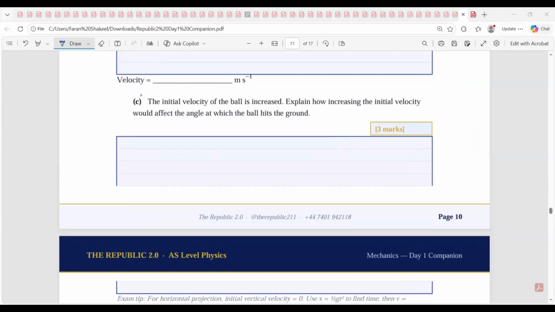Now we've got the C part. The initial velocity of the ball is increased. Explain how increasing the initial velocity would affect the angle at which the ball hits the ground. If you are increasing the initial velocity, how would it affect the angle at which it's going to strike the ground? Hassan? Would the angle decrease? Well, you need to give me a reason for that. Is it because the horizontal component will get bigger?